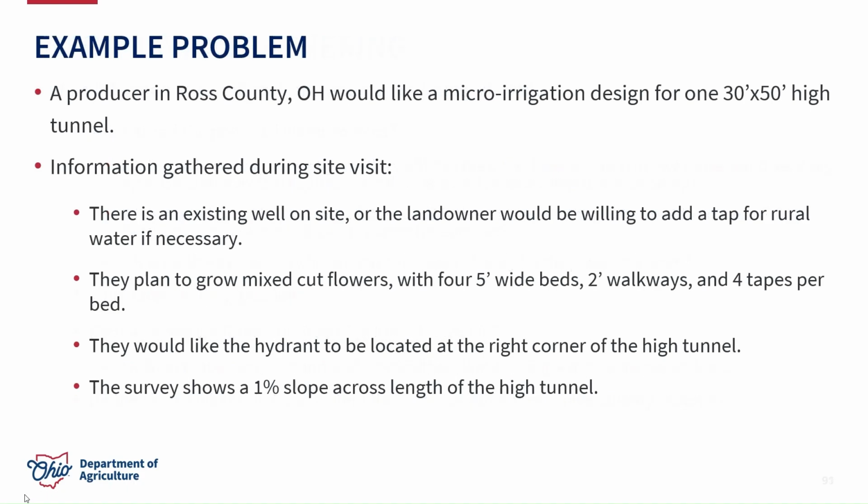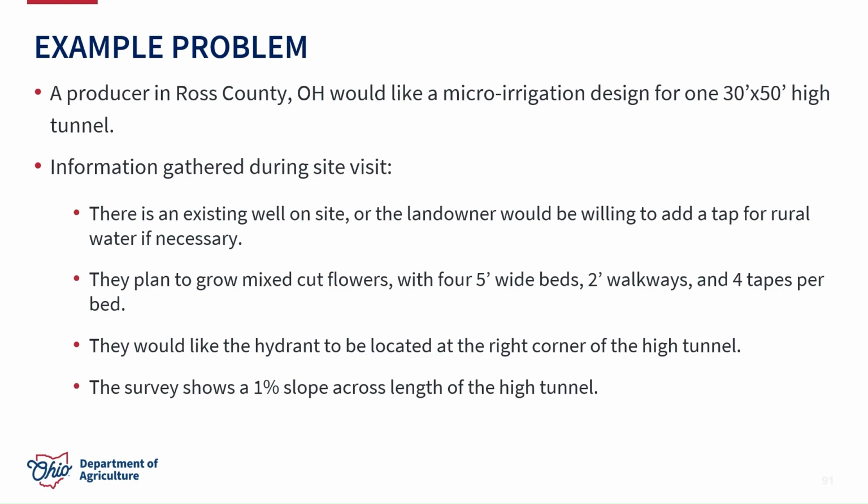So for our example problem, we're going to be looking in Ross County. We're assuming that a producer has an EQIP contract already for a microirrigation high tunnel design for a 30 by 50 high tunnel, and we have the information that we gathered during the site visit. We know that there's an existing well on the site, and if the well doesn't work, the landowner is willing to add in a tap for the rural water if it's necessary. They're planning to grow mixed cut flowers with 4 5-foot wide beds, 2-foot walkways, and 4 tapes per bed.